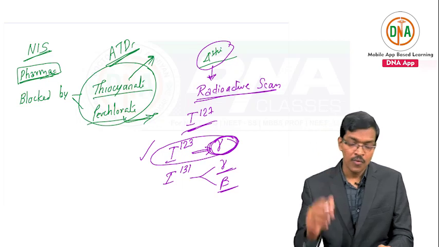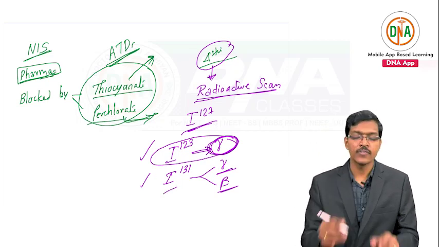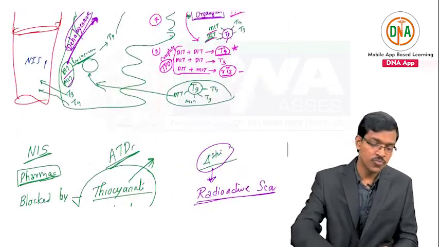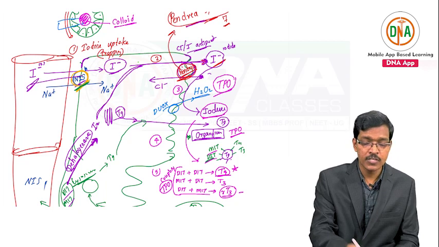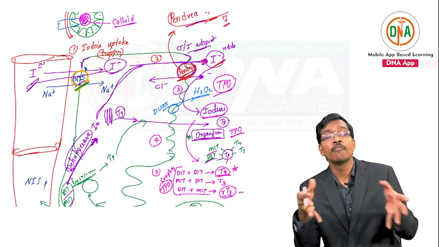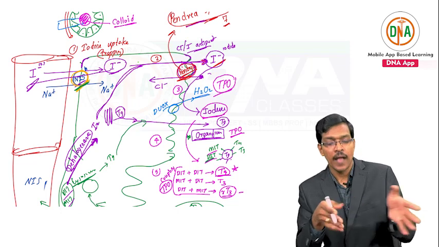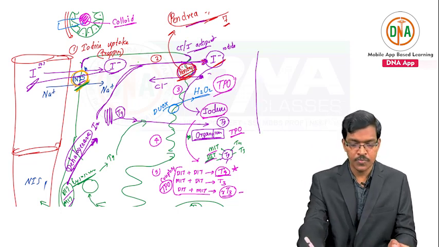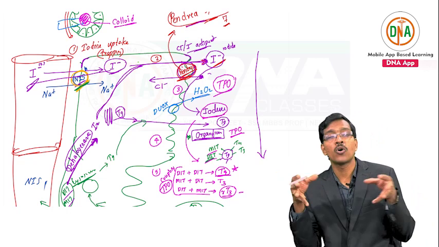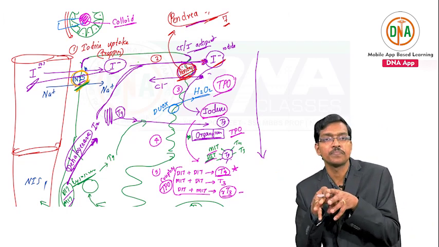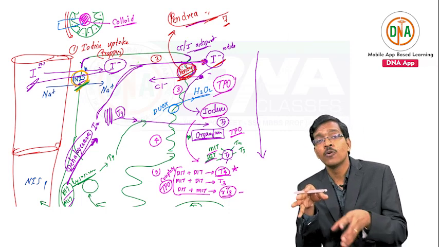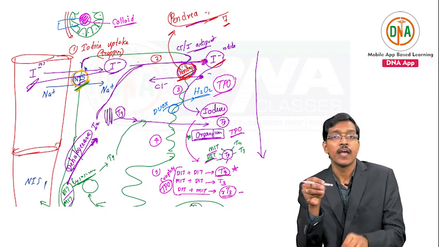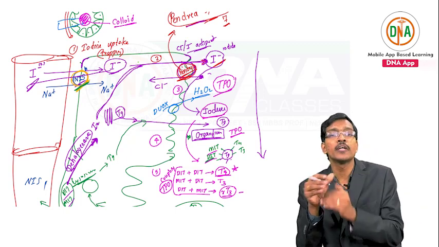Why we are able to use these isotopes for scanning can be understood from this: if you give iodine 123, it will be taken up by the sodium iodine importer into the thyroid follicular cells, undergo all these steps and be concentrated inside the thyroid gland. So with this radioiodine isotope, you will be able to image the gland and see if these processes are happening properly.